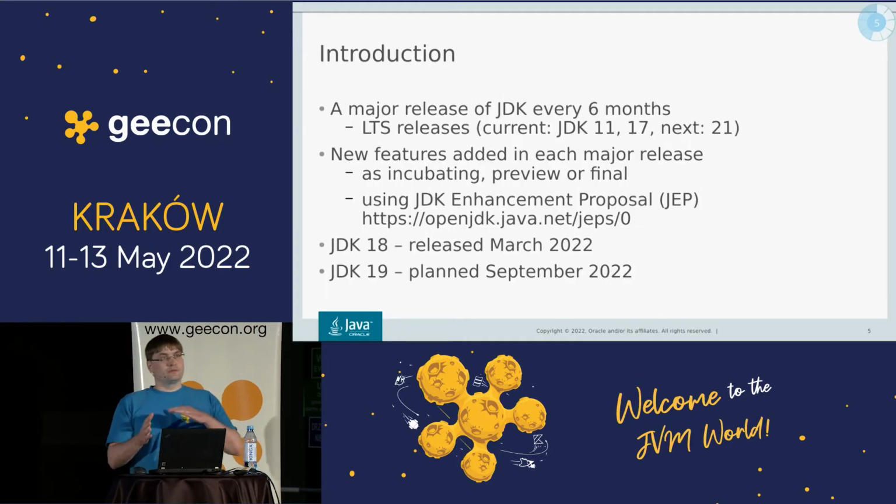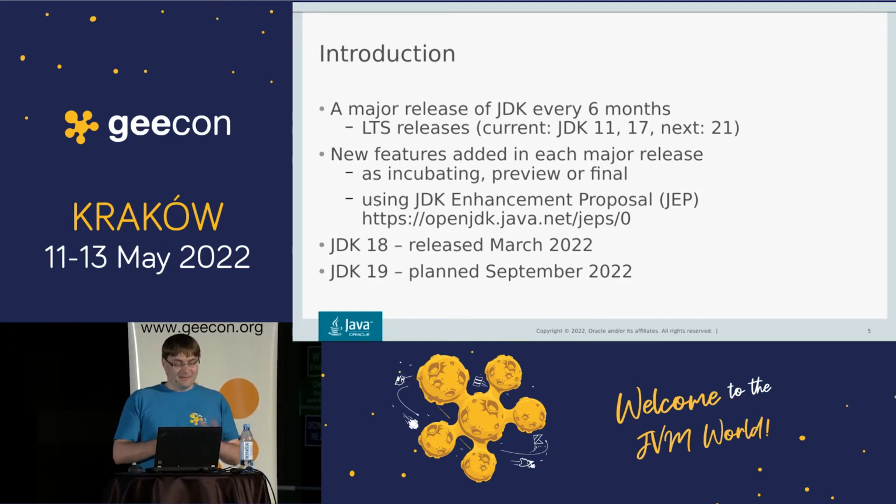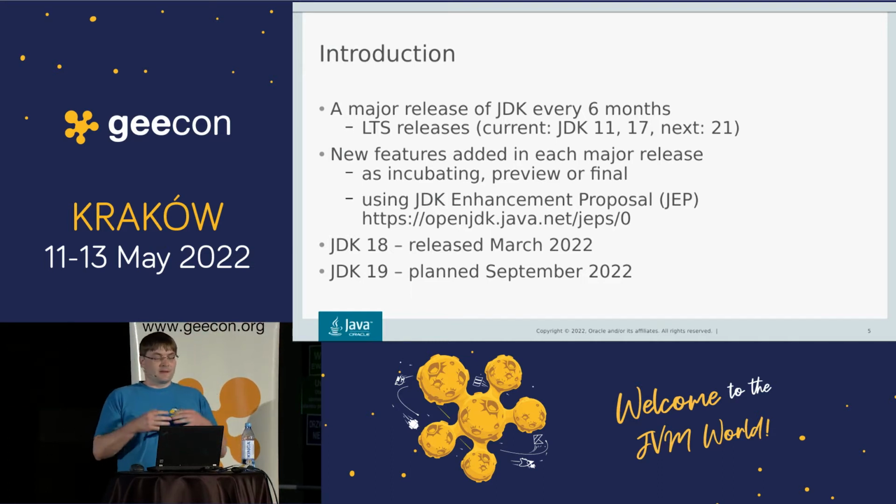And now, a little bit of introduction. It's basically the only slide I have. And as you probably know, the JDK now uses a 6 months cadence. So every 6 months, we have a new major release of JDK. Some of these releases are long-term support releases by some vendors. These JDKs are currently JDK 11 and JDK 17. The next one should be JDK 21.